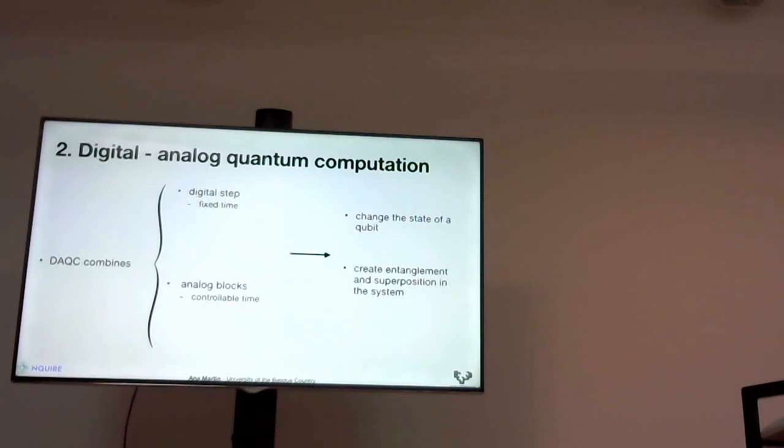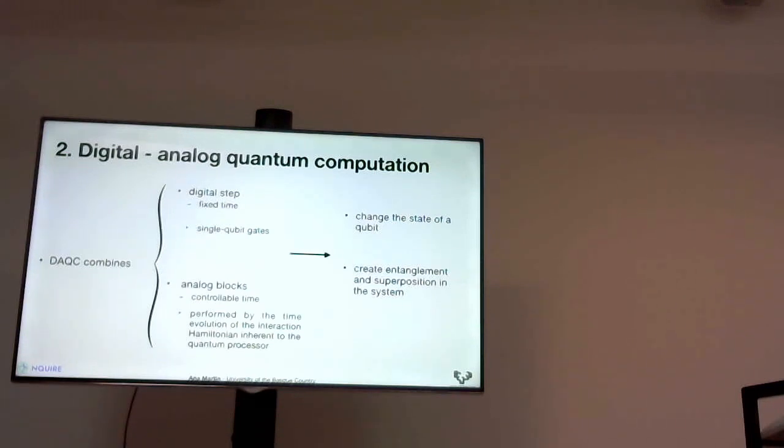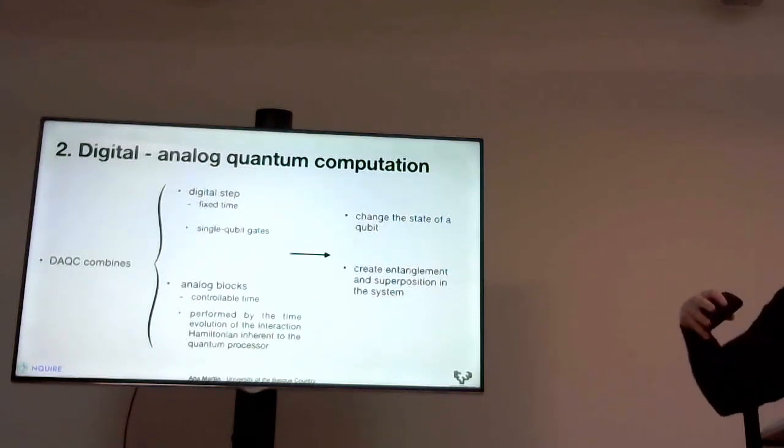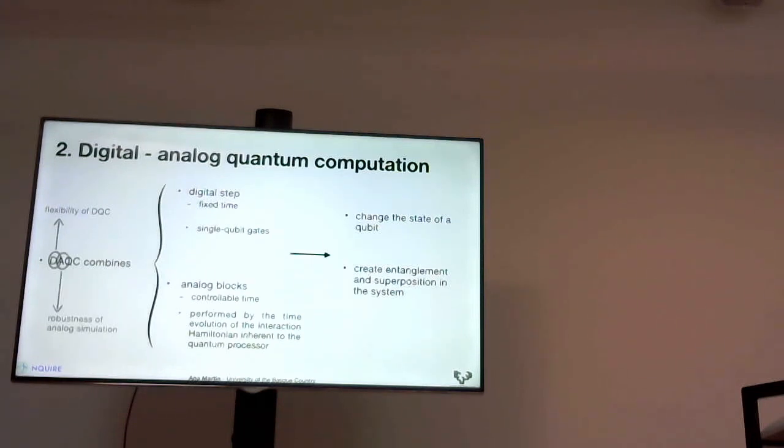This paradigm combines digital steps of fixed time performed by digital pulses, so the single qubit gates that I mentioned at the beginning, with analog blocks of controllable times that are performed by the evolution of the interaction Hamiltonian that is already present in the quantum processor. That way, this paradigm creates entanglement and superposition and changes the state of its qubits. And thus, the digital analog paradigm combines the flexibility of the digital computational one and the robustness of the analog simulation.